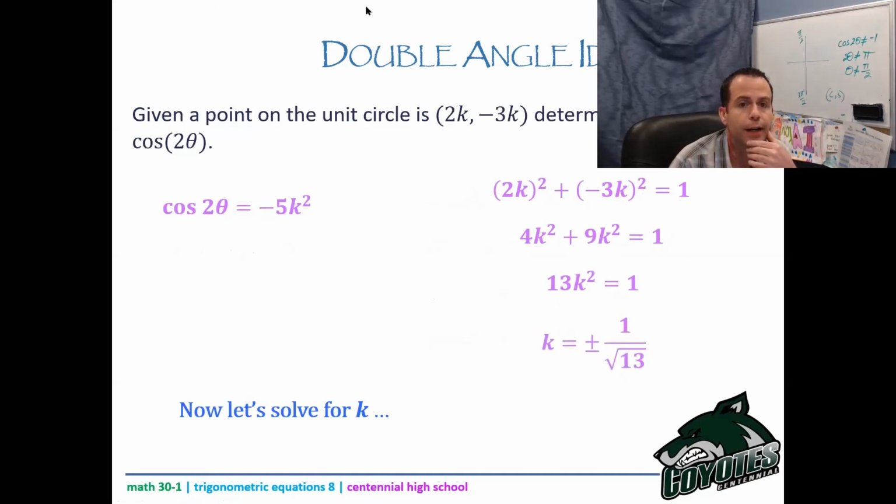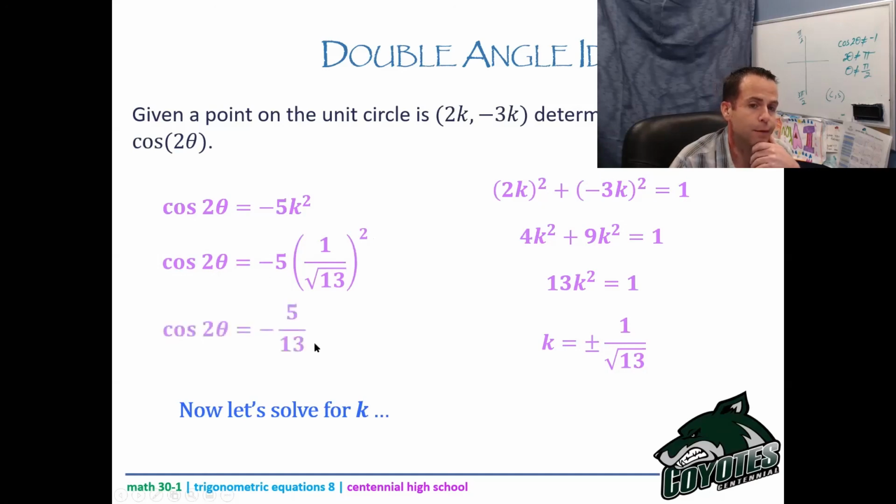So now that I know that, let's plug that in for k here and actually figure out the value of cos of 2 theta. If I plug that in for k, I ignore the fact that it was plus or minus because I'm going to square it anyway, so I get a positive answer. And so that's going to give me 5 over 13. Negative 5 over 13, since this part is positive but I'm multiplying it by negative 5. So cos of 2 theta is negative 5 over 13.